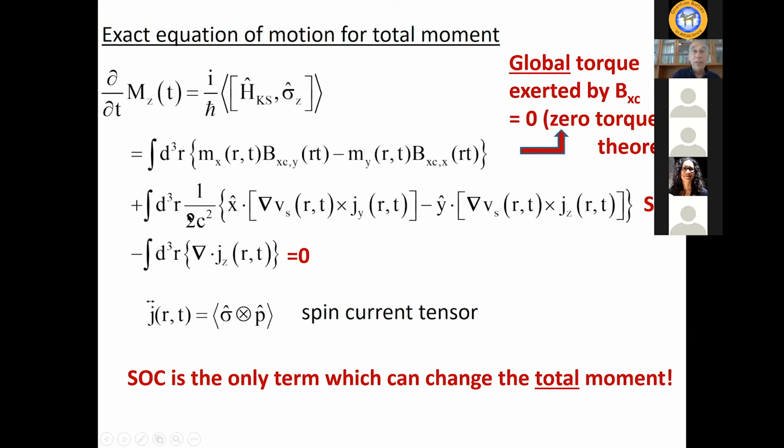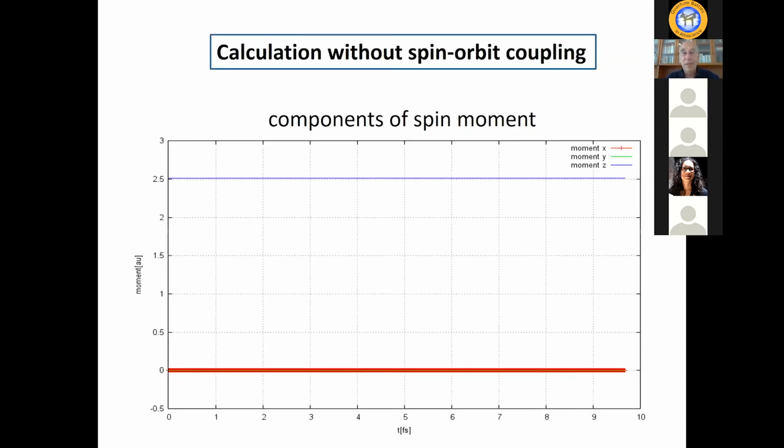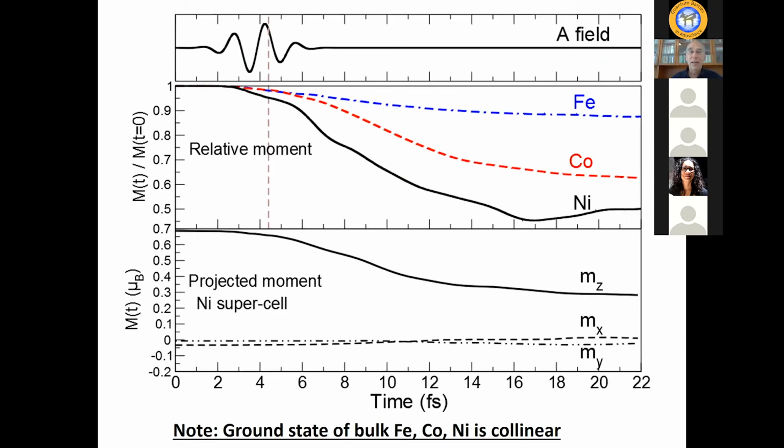So the only term that can actually change the global magnetization is spin-orbit coupling. So in this last calculation, we have put spin-orbit coupling equal to zero, and hence there is no change, right? That was the calculation. So it's perfectly clear. Now let's investigate this a little bit further.